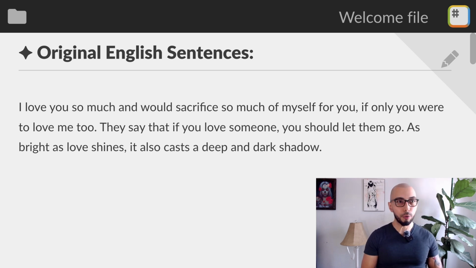They say that if you love someone, you should let them go. As bright as love shines, it also casts a deep and dark shadow. I think the later translations are my favorite. They do a better job of communicating this idea that is most communicated in Spanish. How this isn't dry language. These are high languages when we talk about love and loss. And that is so you can't communicate language.